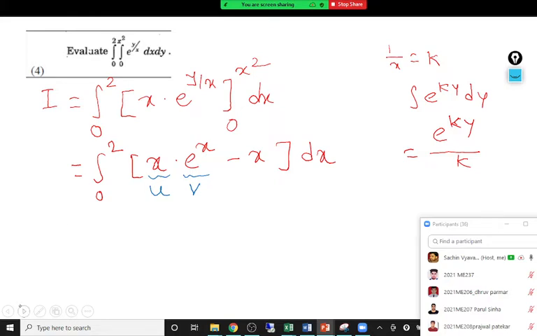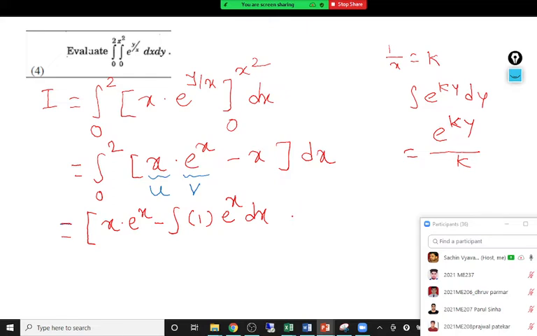For by parts, I will take x as the first function into integral of second, minus integration of derivative of first into integral of second. So this one is by parts. Up to here, that is by parts.